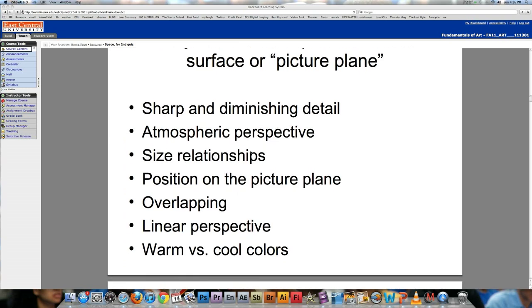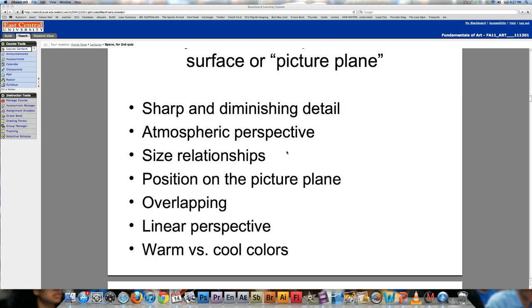Size relationship, also called diminishing scale. If you're standing on a road and you can see telephone poles going down the road, the telephone poles that are the closest to you are going to be the largest. The ones that are the furthest away are going to be smaller. So size relationships, that's a way to show space.